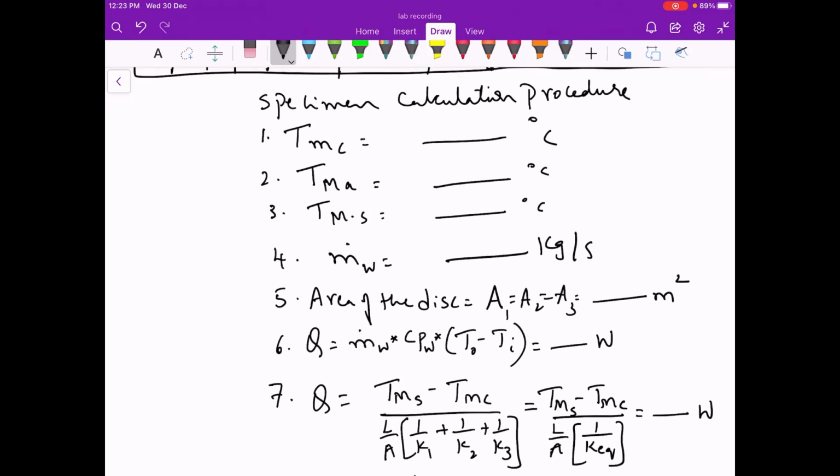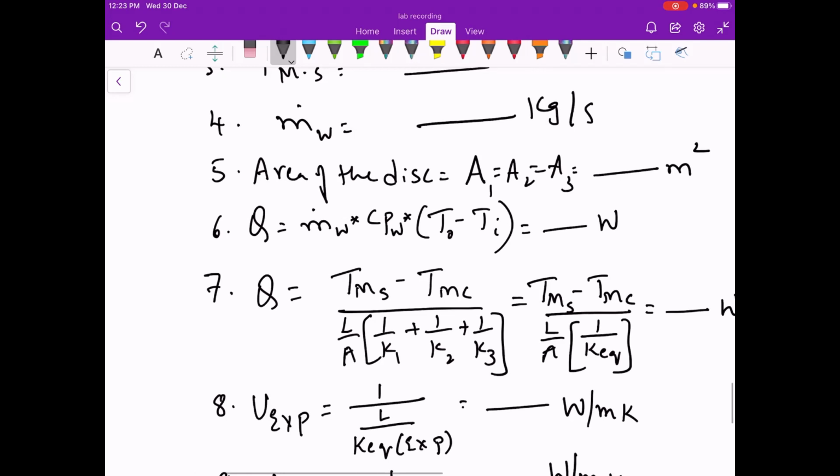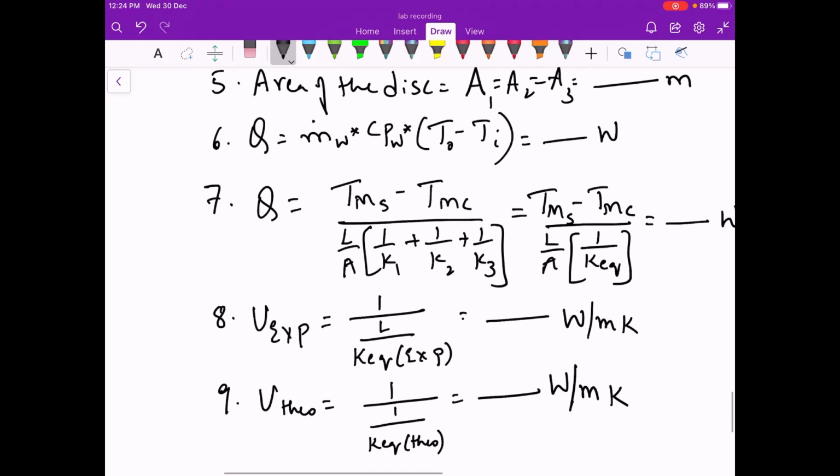Then let us see how to do the specimen calculation. TMC is the average temperature, the mean temperature of the copper. 3 thermocouples are there, so take the average of them. TMA is the average temperature of the asbestos, and TMS is the average temperature of the mild steel. Then comes m dot W, which is nothing but the mass flow rate of the water. You know how to calculate it, I have already told you: density into volume flow rate, in the theory. Please use that and calculate. The area of the disk, you know how to calculate, it is already given. Then comes Q equals m dot Cp into delta T. So find out the wattage.